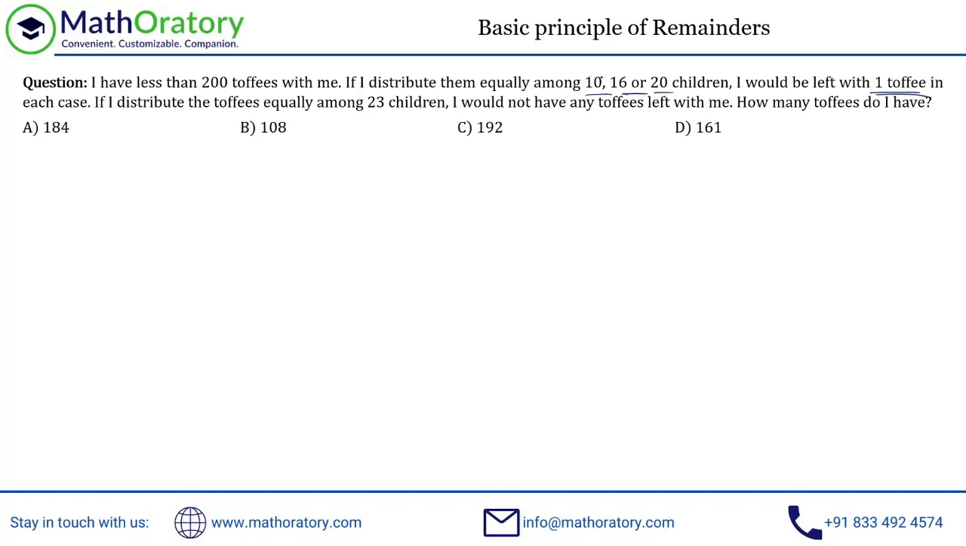So when you divide among 10 children, you should be left with one toffee, right? So the number of toffees should be of the form 10k plus 1. So the first thing you should understand is it's an odd number straight away, and also the last digit is 1. Both of these need not be checked because there is only one odd number out here, and that is 161. That will straight away give you the answer.